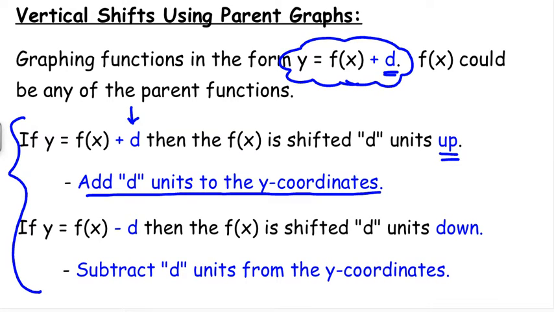Now, if the function is subtracting d, again, that's at the end of the function, it's going to shift it down d units. And how you find that new set of ordered pairs is you're going to subtract d from all the y values. The y values are your vertical axes. Go ahead and pause if you need to.